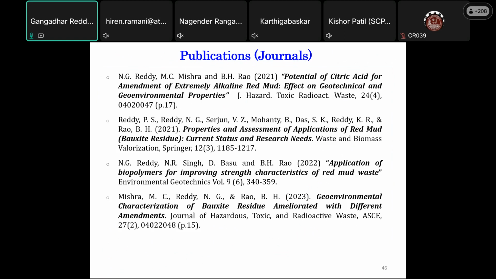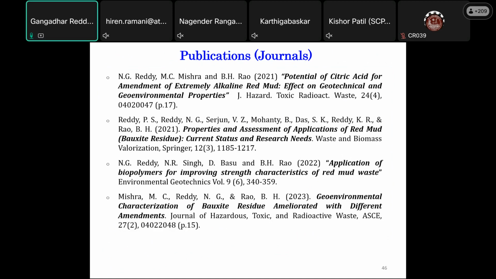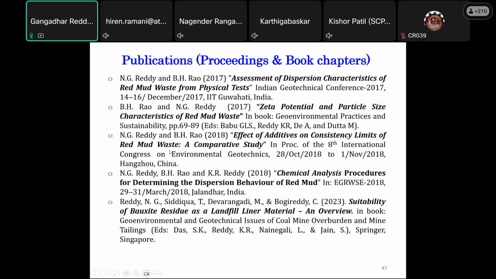These are more collaborative works with my juniors. I had initiated the work, and my juniors worked on different aspects, like the environmental properties when utilizing different additives. You can also refer to some of the proceedings and book chapters. You can contact me anytime. I will drop you my email ID. If you have any doubts, you can contact me at any point of time.